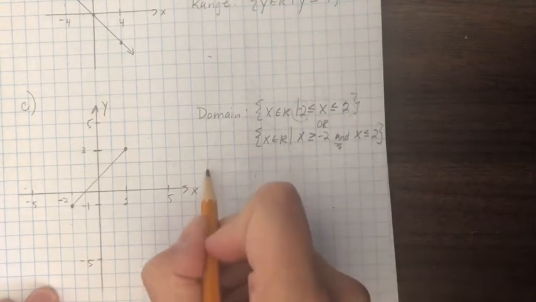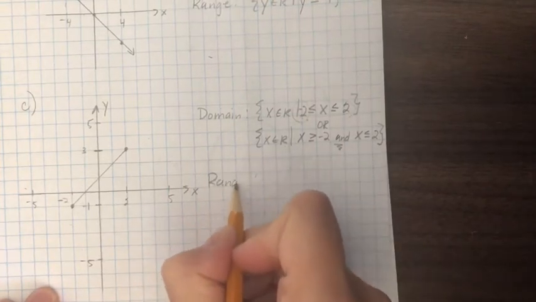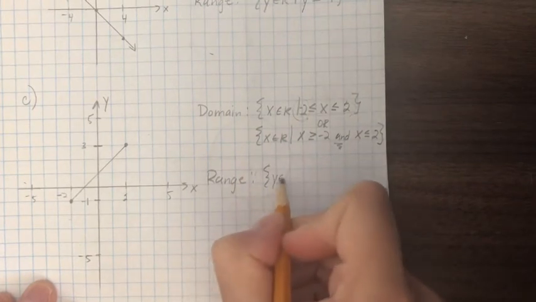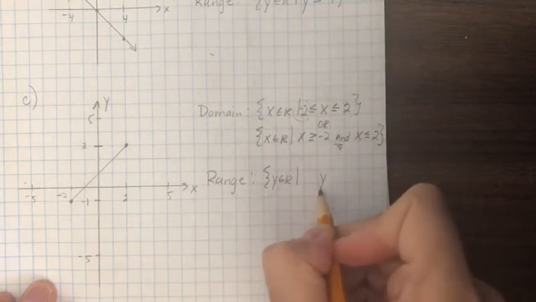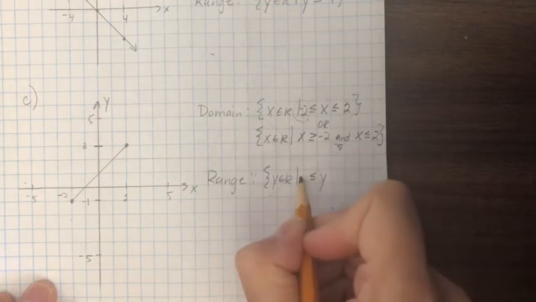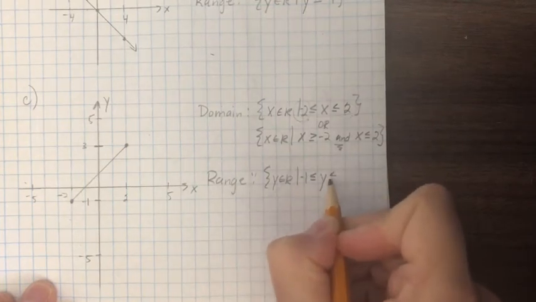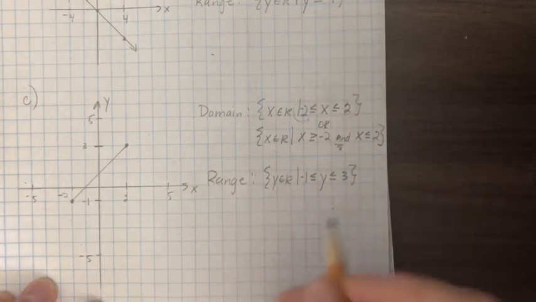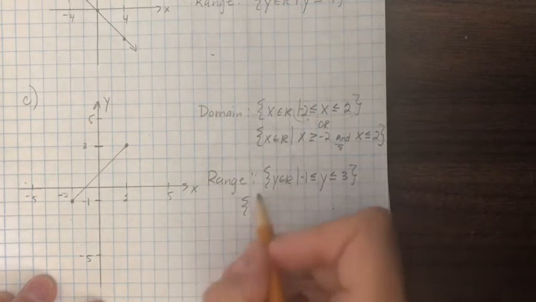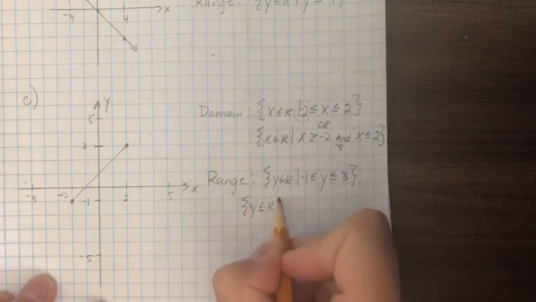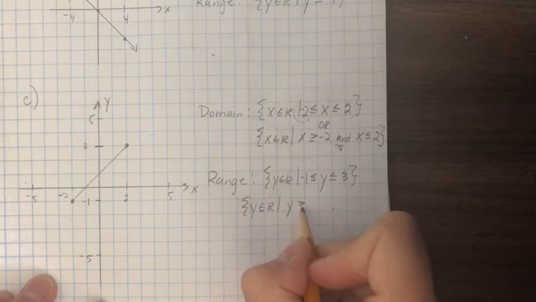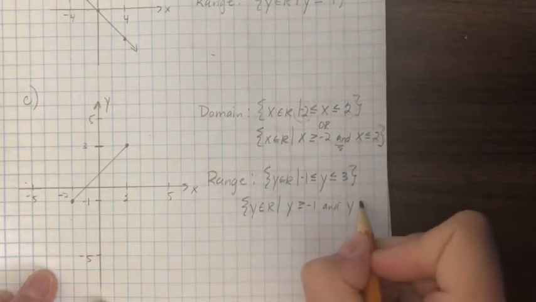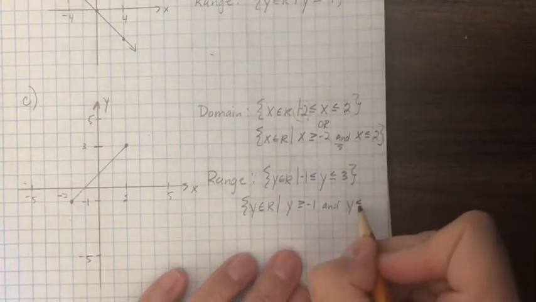So writing the range, we're going to write y belongs to the real number set such that y has to be greater than or equal to the lowest value of -1, but less than or equal to the highest y value of 3. Again, alternatively, you can break it up into two parts and write y belongs to the real number set such that y is going to be greater than or equal to -1 and y is going to be less than or equal to 3.